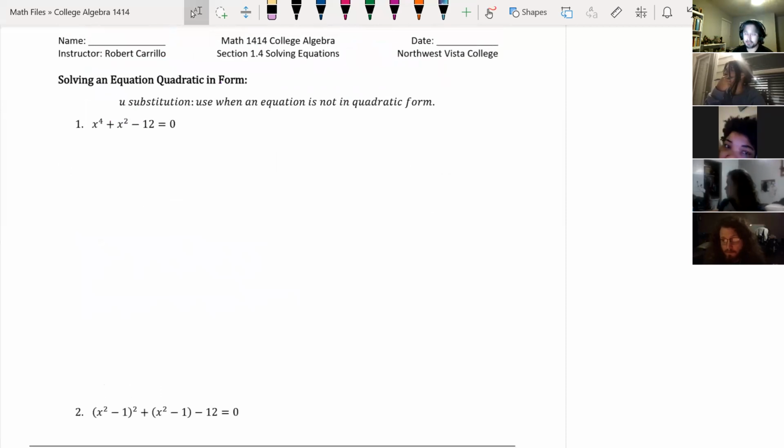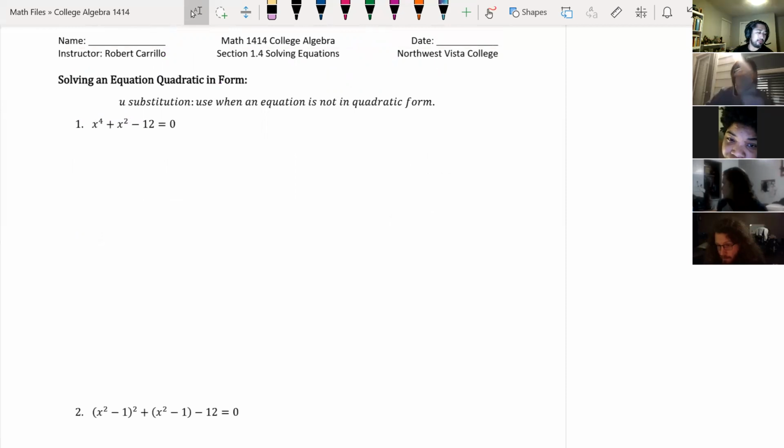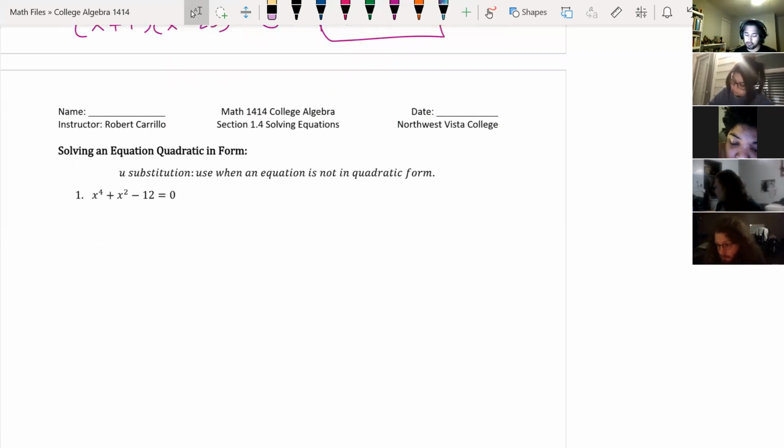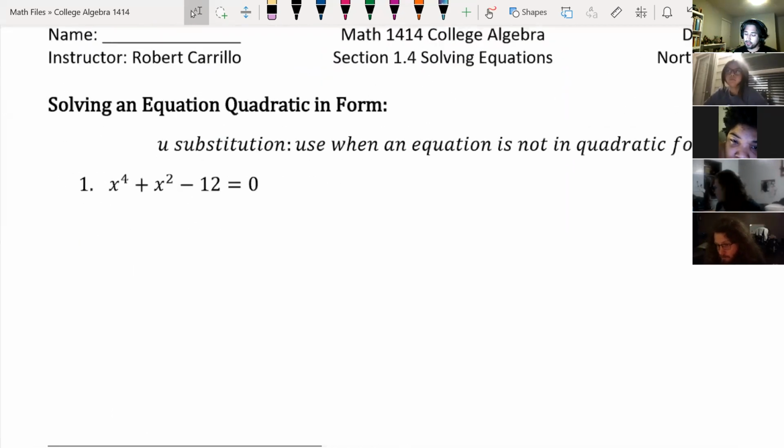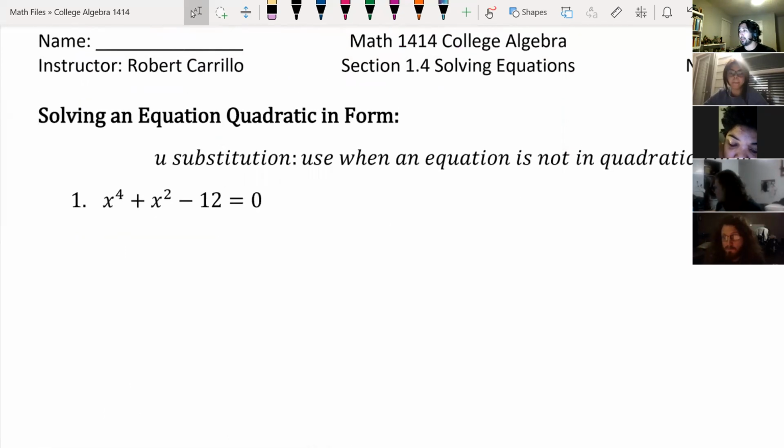Okay. Next is solving equations quadratic in form. So if you learned U substitution, great. If you didn't, then this is going to be something new. And you don't always have to do U substitution if you don't like it. But the reason we use U substitution is because it takes an equation quadratic in form and actually puts it into a quadratic form. So it makes it easier to factor when you do it that way. So we'll show this by U substitution, and we'll show it by not U substitution.